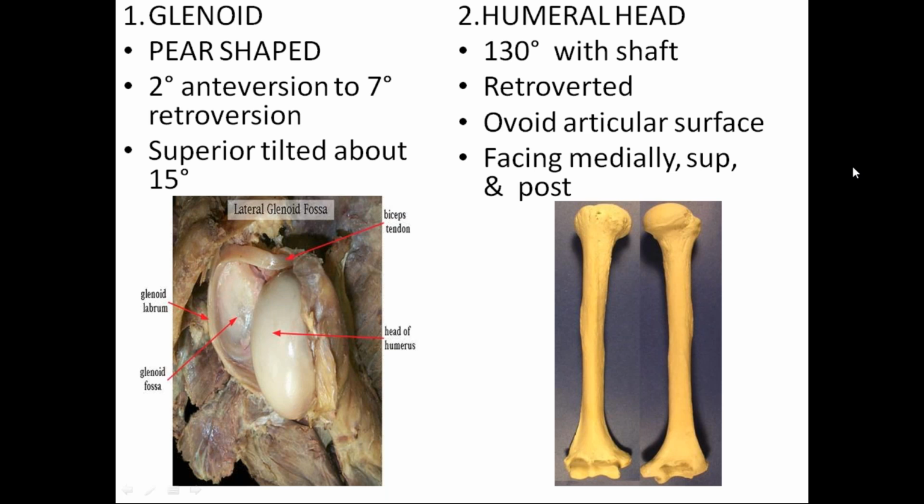Coming to the anatomy of the humeral head. The humeral head forms an angle of 130 degrees with the shaft, and it is usually retroverted. The scapula forms about 30 degrees of angulation with the horizontal plane, so the humeral head is also 30 degrees retroverted. So it provides a good connection. The articular surface of the humeral head is ovoid in shape, usually facing medially, superiorly and posteriorly to form a connection with the glenoid cavity.